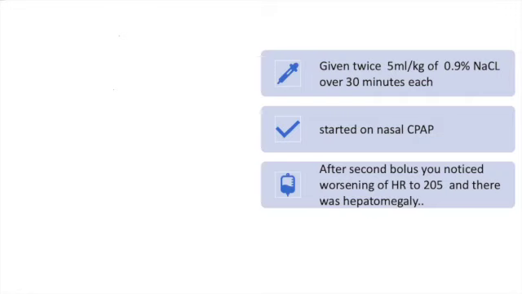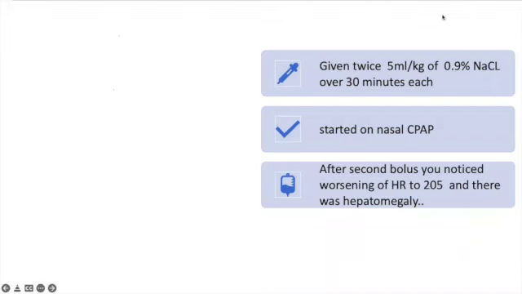The boluses are very minimal, 5 ml per kg over 30 minutes, and over a long time. If we're suspecting septic shock in a child, we would give them fast and hard boluses, right? Right.